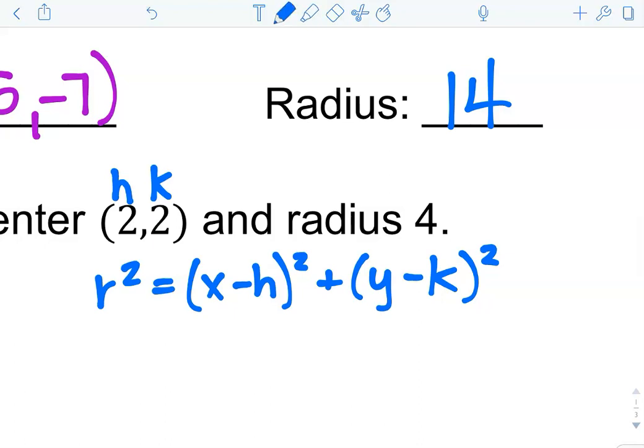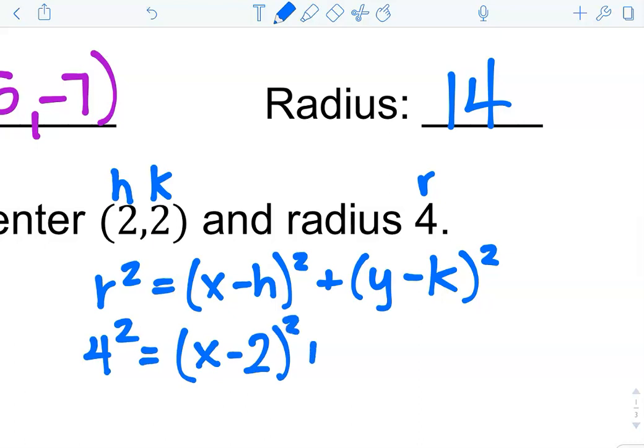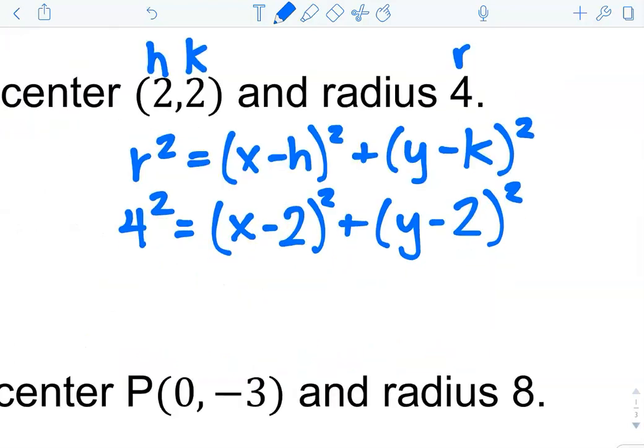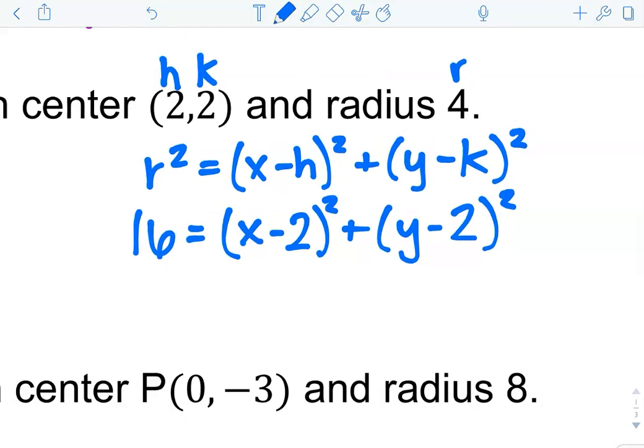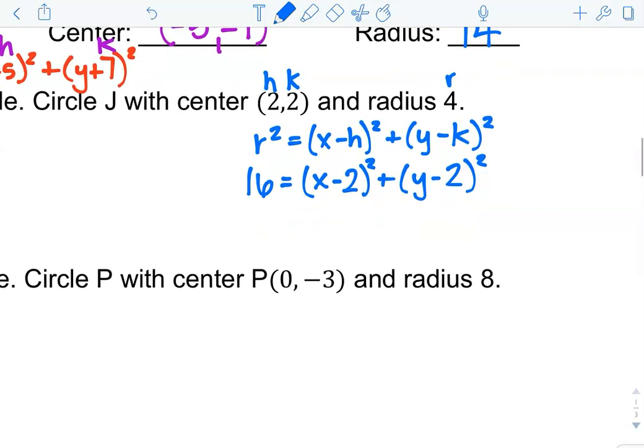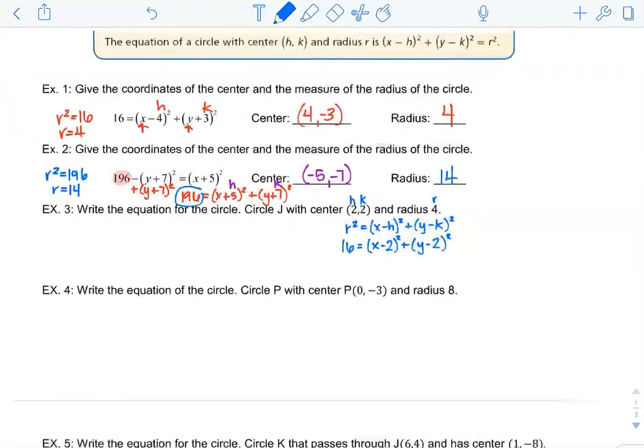So I'm just going to label my radius 4 above, and I'm just going to plug those things in. So I have 4 squared for my radius squared, x minus 2 for h, plus y minus k. Whoops, and I know what k is. K is 2. And then the only thing that we need to simplify further would be 4 squared, and so I'm just going to rewrite that as 16. If you wanted to show that as another step, you could. Okay, let's look at the next one.